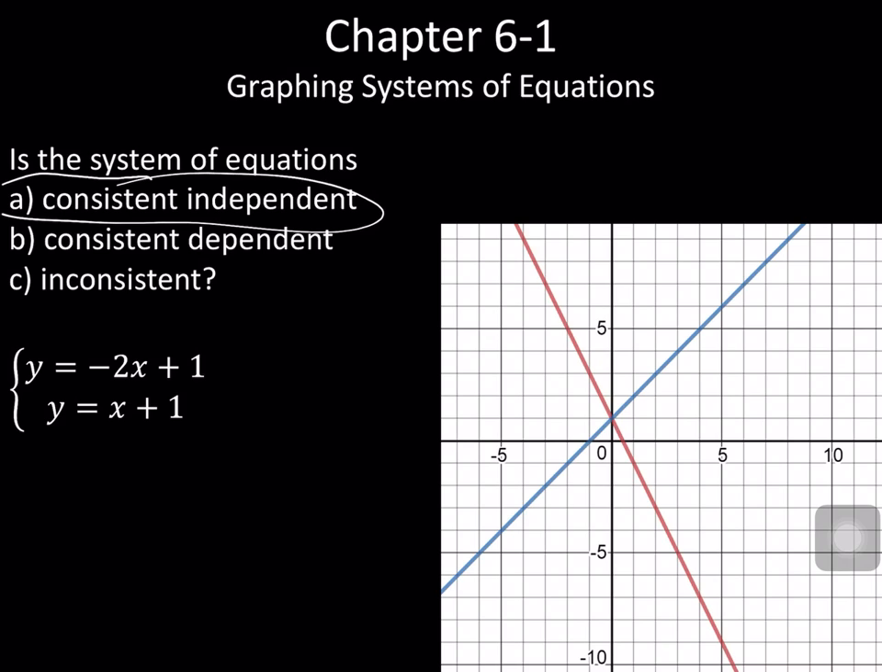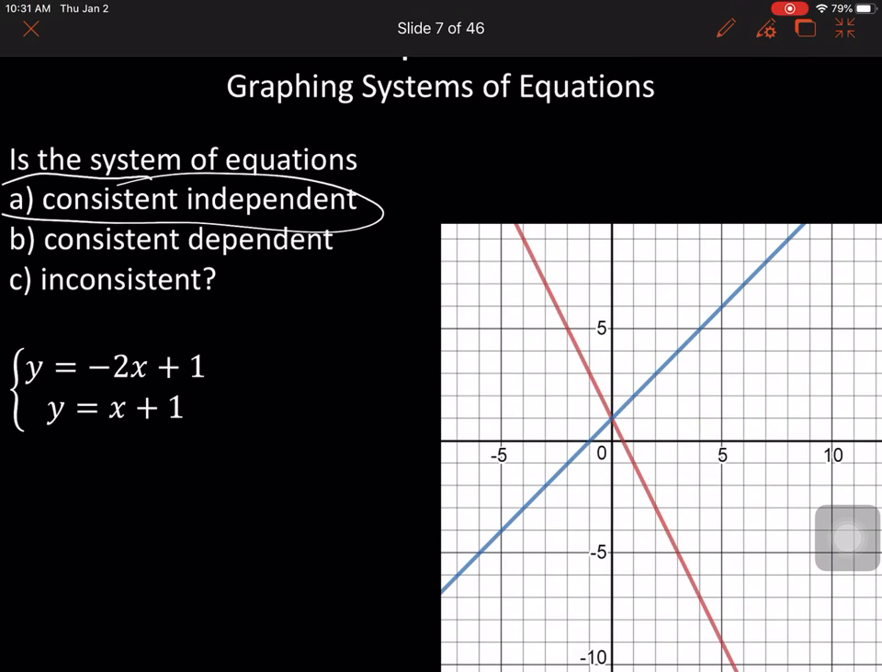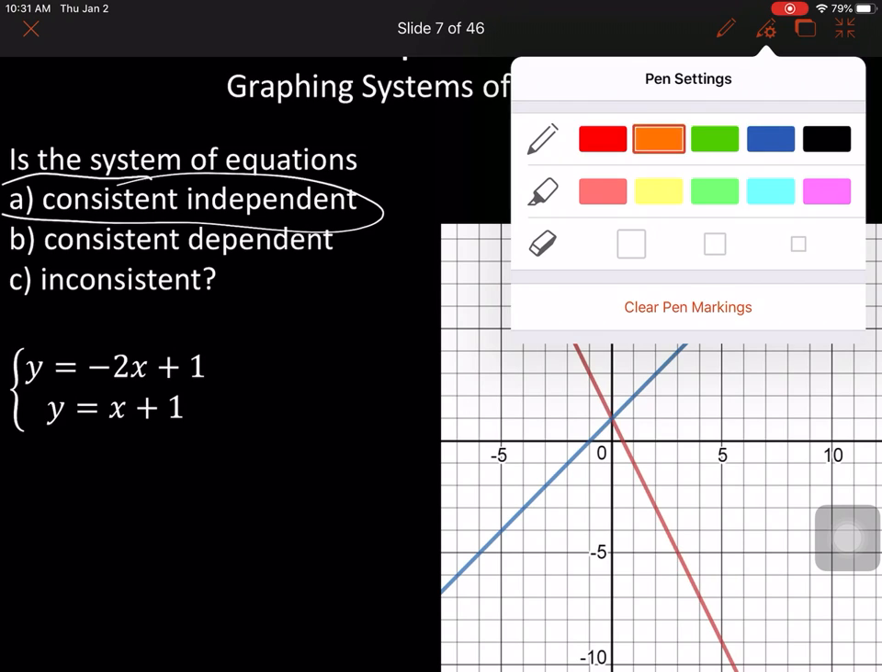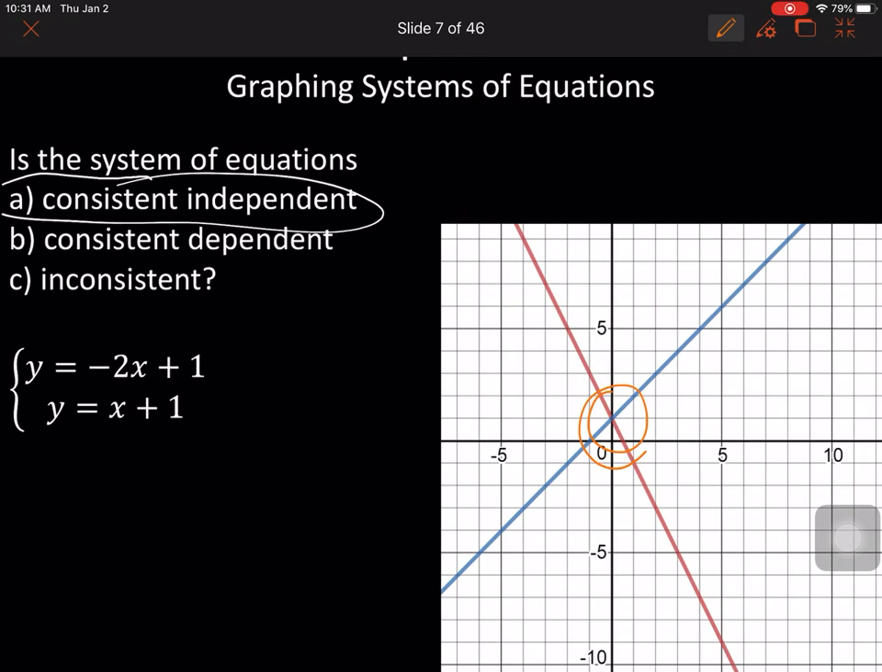One thing I want to throw out here before we look at the next thing: we talked about how a solution was the point, the ordered pair, that worked for both of these equations. I want you to notice that these two lines intersect at this point right here, where x equals 0 and y equals 1. And so that is our solution.